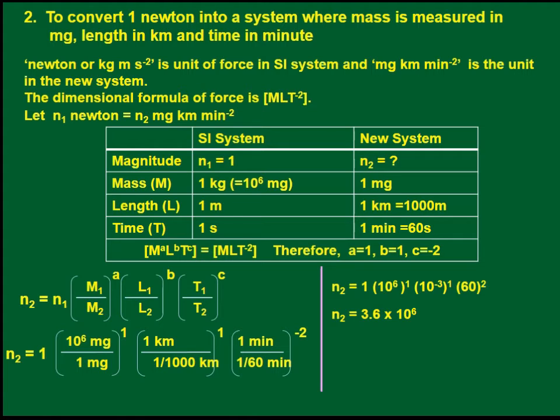n2 is equal to 10 to the power 6 into 10 to the minus 3 into 60 square. So it will be 3.6 into 10 to the power 6 units. So 1 Newton is equal to 3.6 into 10 to the power 6 units. That's an exclusive problem, and this is the exclusive answer we're getting. So 1 Newton is equal to 3.6 into 10 to the power 6 milligram kilometer per minute square.